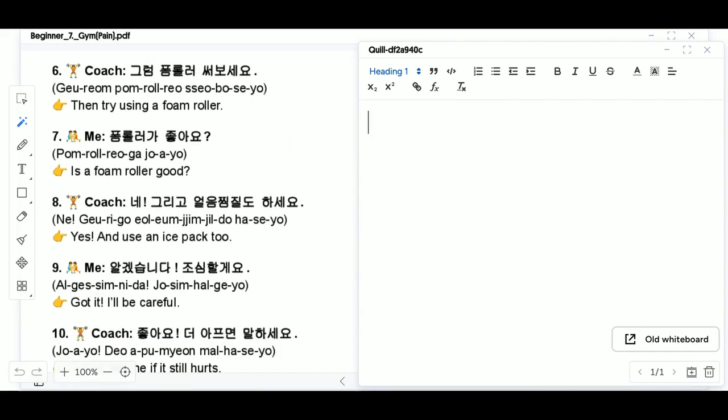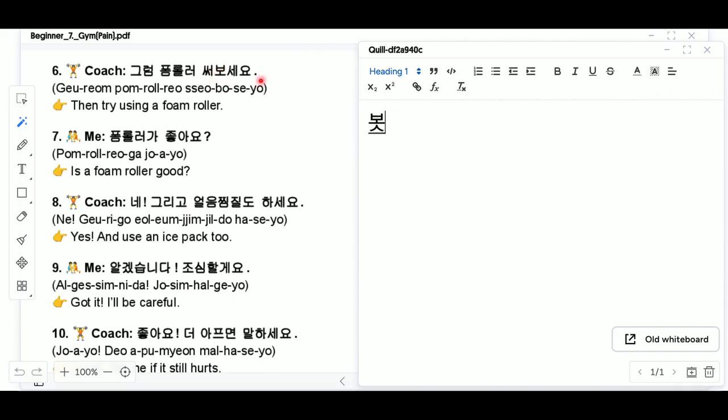And number six, 그럼. We know 그럼, like 그럼 dot dot dot, which is like okay then, like before they leave, right? Okay then. But here the vibe is a little different. They're not those dots, not that serious. They're more like okay then, try to use the foam roller too. Foam roller is foam roller. This is foam and roller. Foam roller.